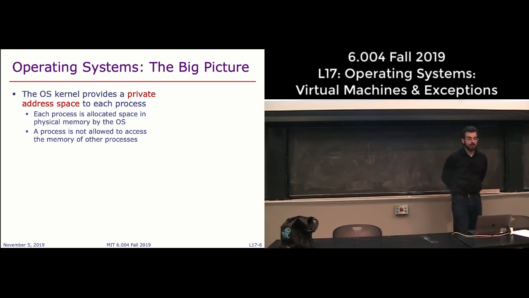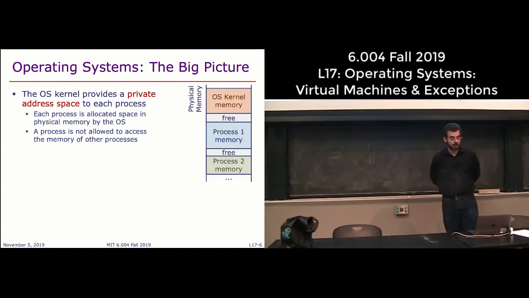The first thing that the operating system kernel provides is what we call a private address space to each process. So each process is given some amount of memory, right? You have main memory, but the operating system is not going to give access to its process to all memory. Instead, it's going to just take a chunk of main memory and give it to the process. And the process is not going to be able to access memory outside that little chunk.